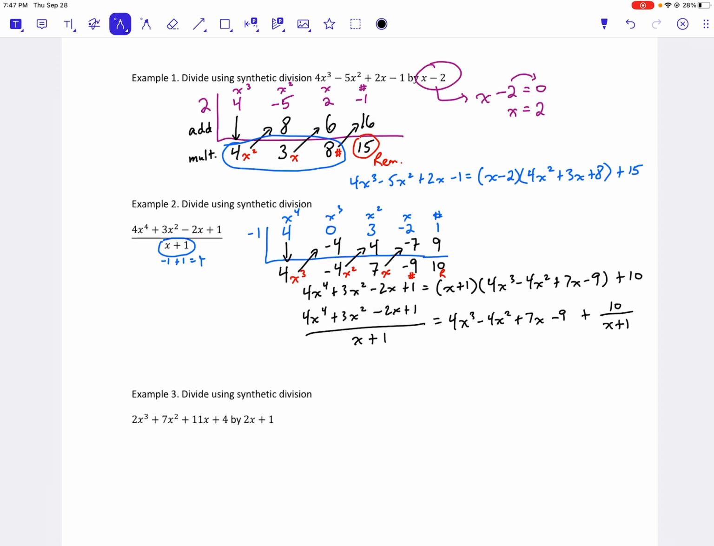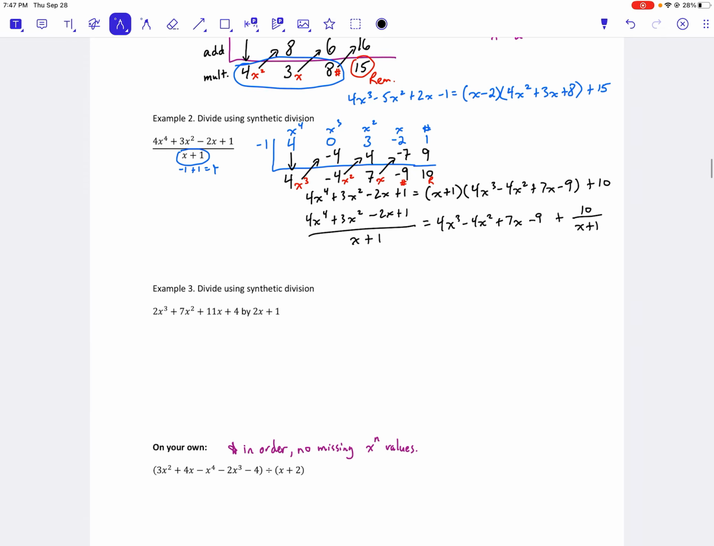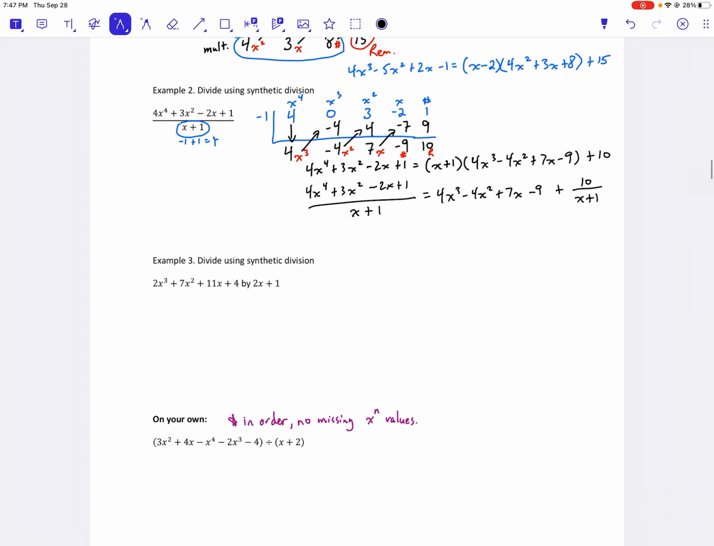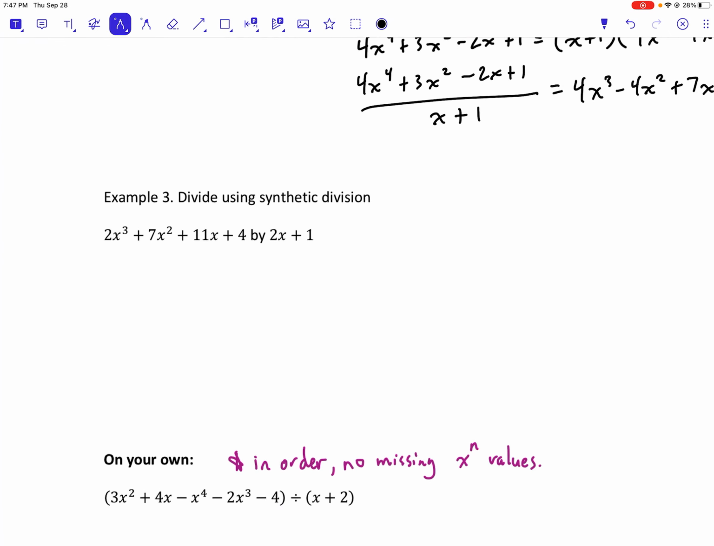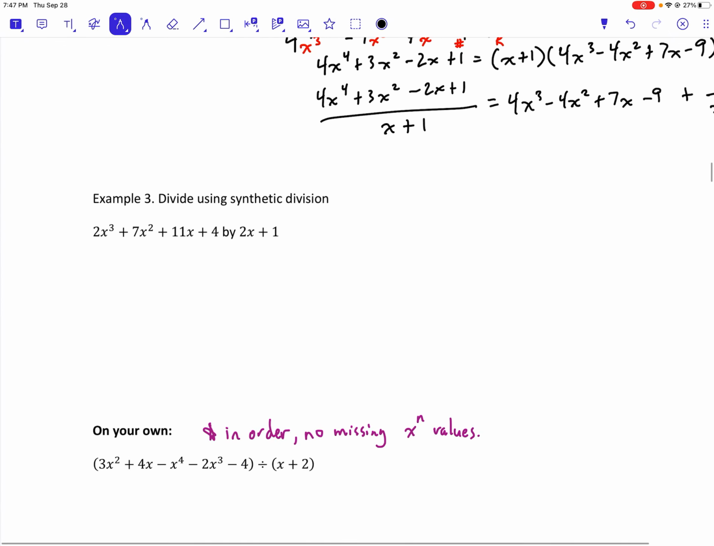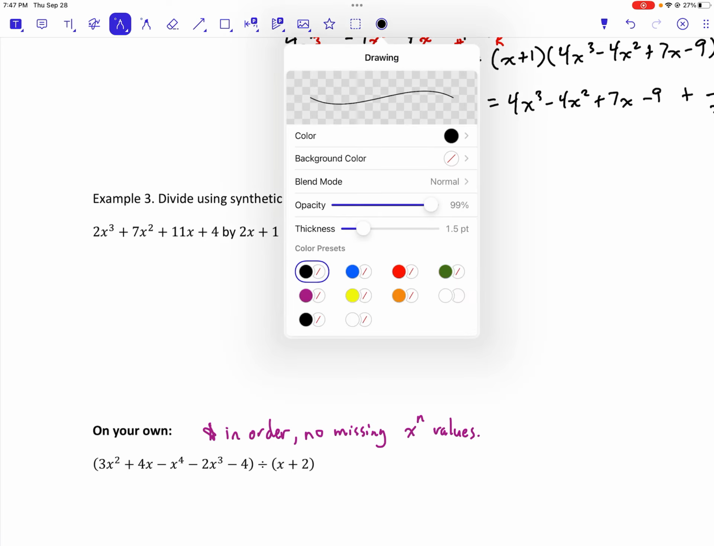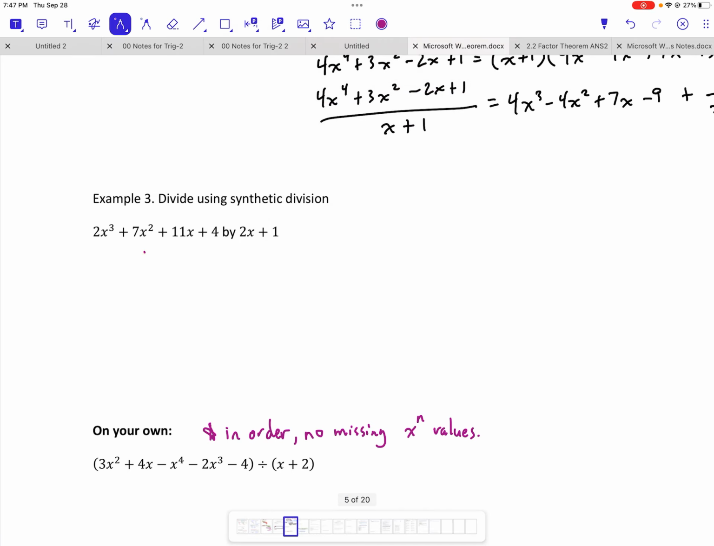All right, keep going. This one adds in a little trick here, okay? So follow closely again. So here, do our L shape again. The coefficients here, so we have 2, we have 7, we have 11, and we have 4. Notice we have our x cubed, x squared, x, and then just the number.